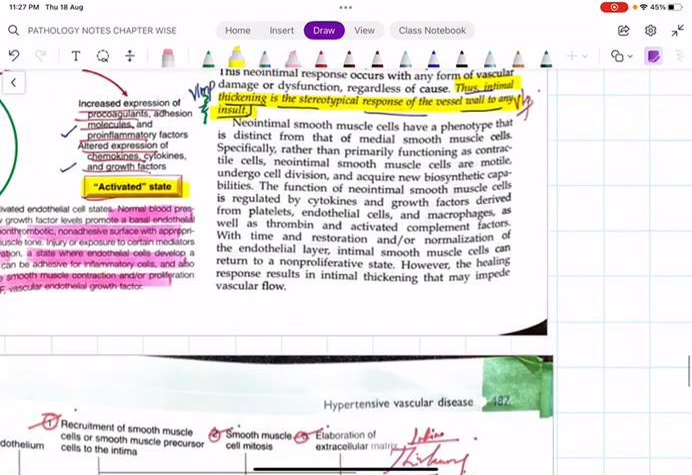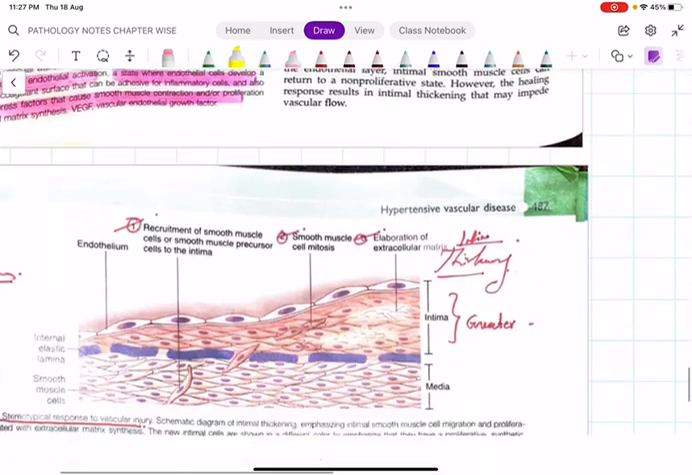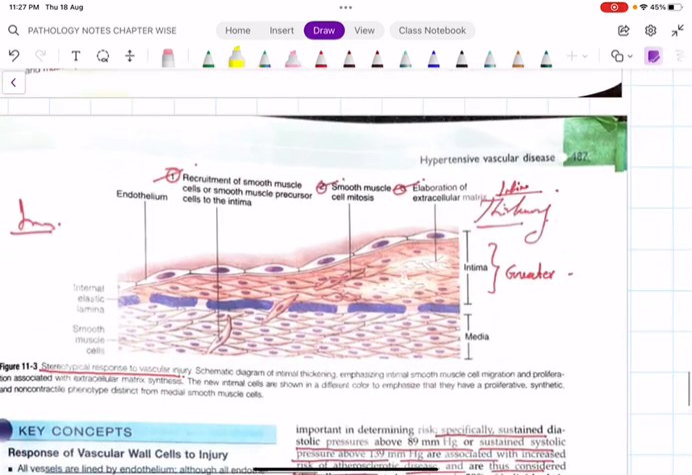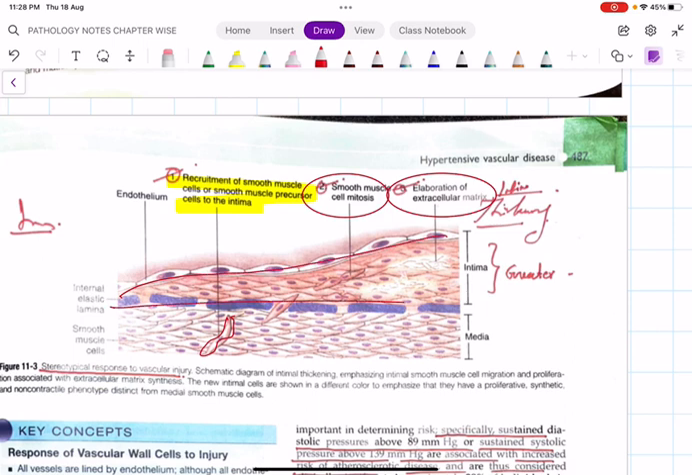Fine? Okay. See, you can see here, there's a stereotypical response to vascular injury. There is a recruitment of smooth muscle cells. Then smooth muscle cells undergo proliferation and extracellular matrix deposition. See, you can see here the normal thickness is very small, but here the thickness increases. See the tunica intima.